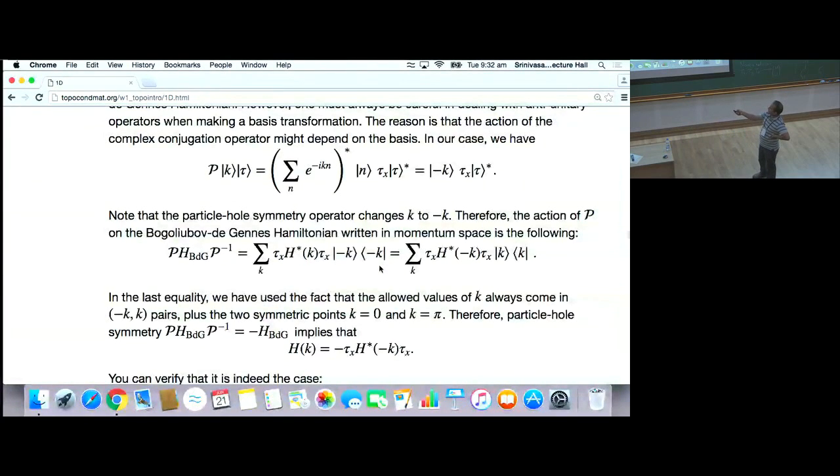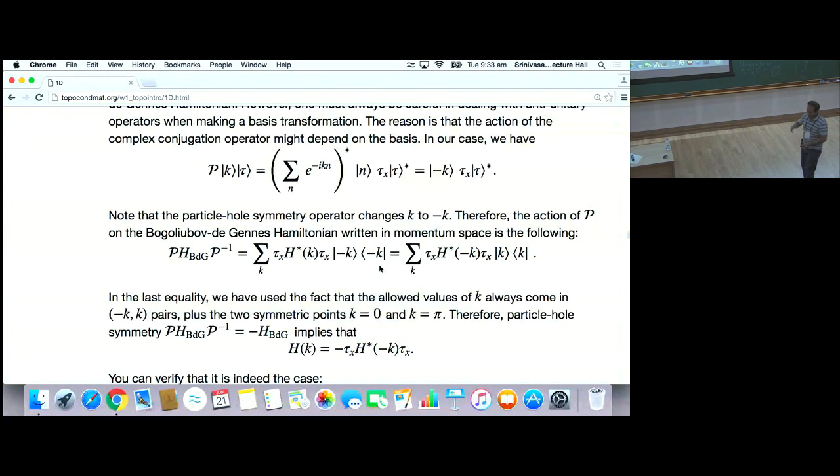And because it changes k to minus k, the constraint that we had before finally becomes this: I apply particle-hole to my Bogoliubov-de Gennes Hamiltonian that I did before, k changes to minus k, I do a change of variables, and finally I conclude that this is the condition on the particle-hole operator. Because the particle-hole operator, we argued, had to change the sign of the Bogoliubov-de Gennes Hamiltonian. So this is a few quick steps that we did.